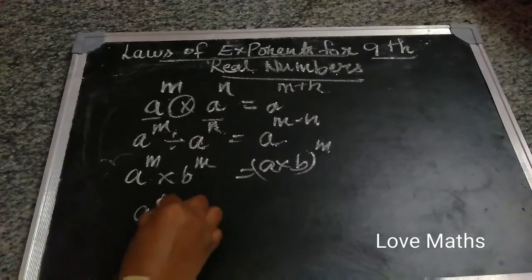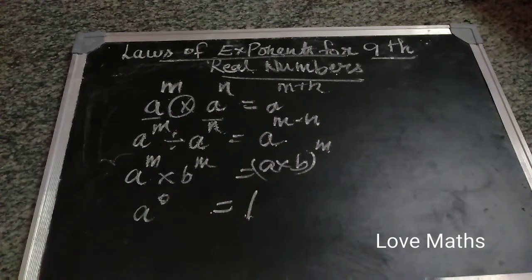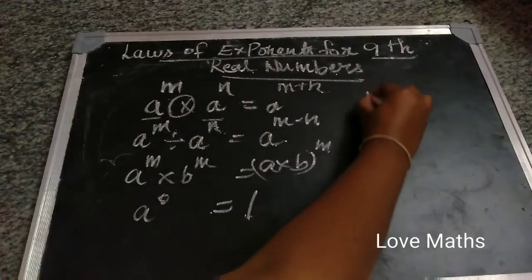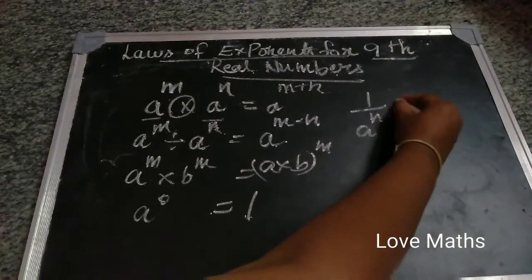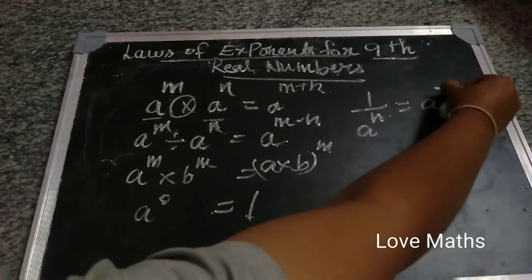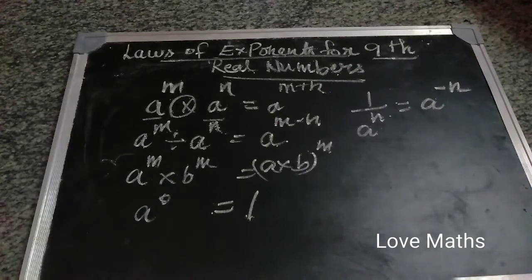Then, very important: anything power 0 value is 1. And also 1 by a power n is equal to a power minus n. These we have already seen. Now we are going to see how to use the same in real numbers.